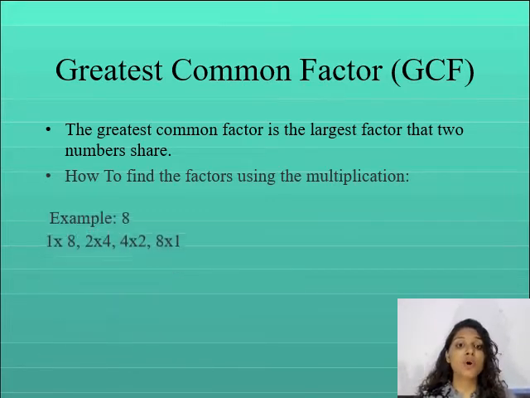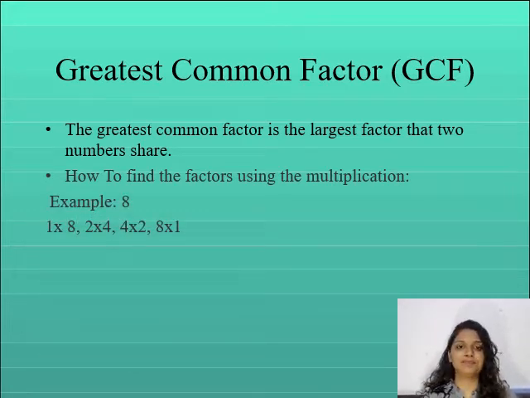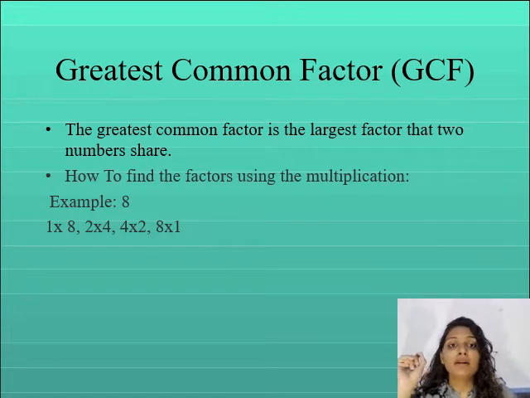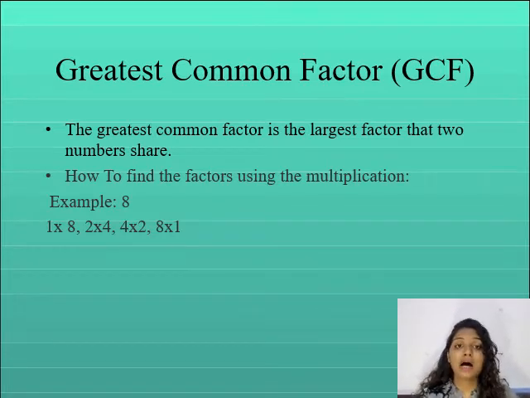As discussed, 1 multiplied by 8, so yes, 1 and 8 both are factors of 8. 2 multiplied by 4, 2 and 4 both are factors of 8. I hope this is clear to you. Now, let us understand how to find the greatest common factor or the highest common factor with the help of an example.